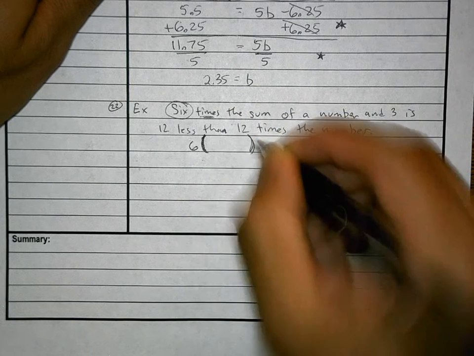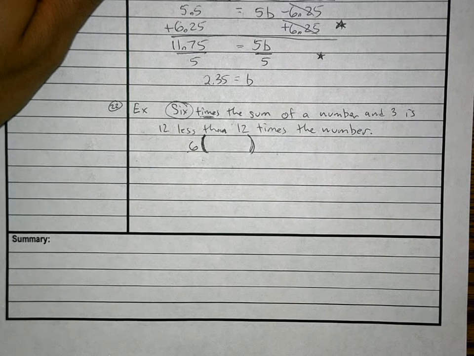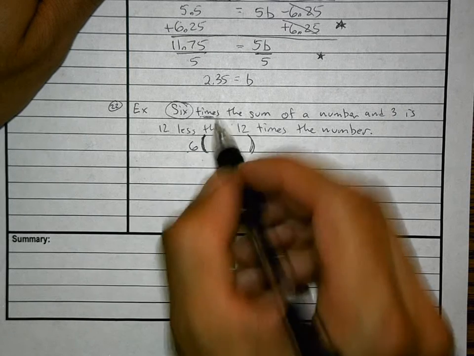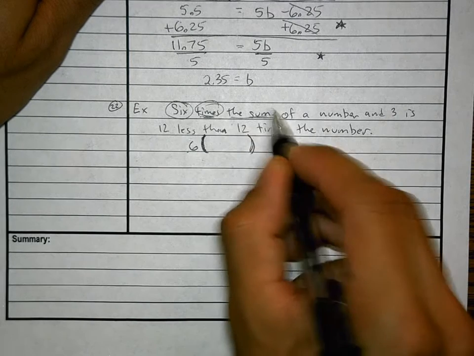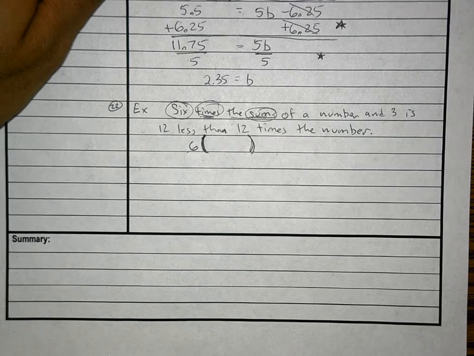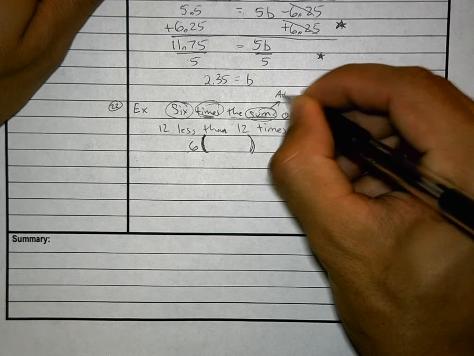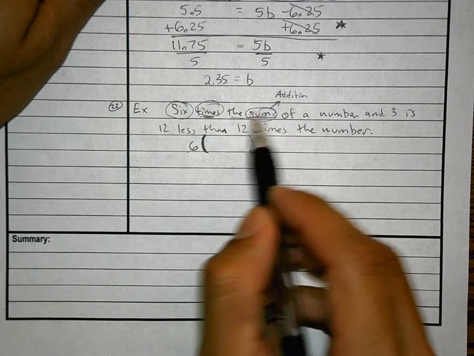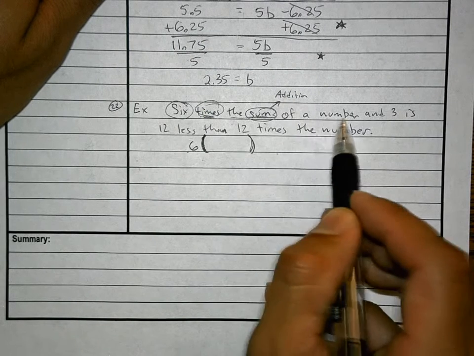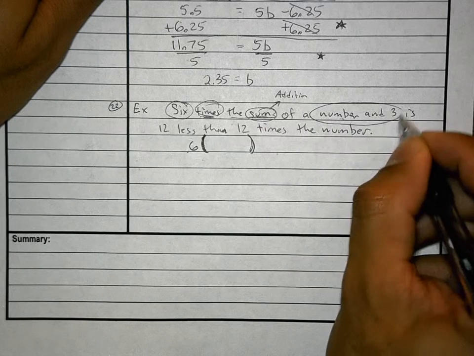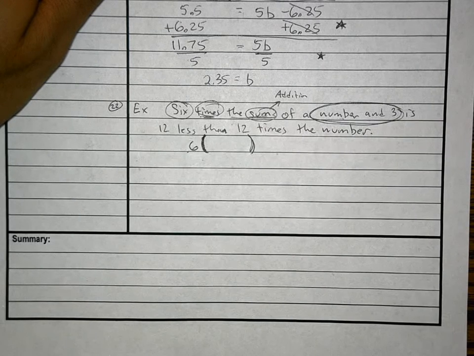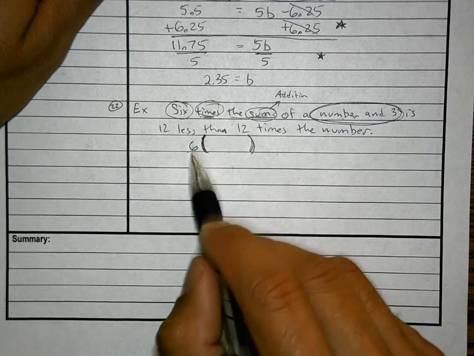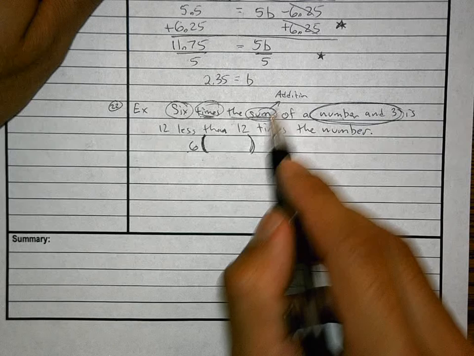We're going to have to do 6 times something. 6 multiplied by something. What am I multiplying? The sum. Do you know what the sum means? Addition. I'm going to be adding some things. 6 times adding a number and 3. I'm going to circle number and 3. Literally, this is what I do. I actually start circling things, underlining things. Okay, 6 times, 6 parenthesis, the sum. Oh, I need to add something, so I'm going to put a plus sign right here.